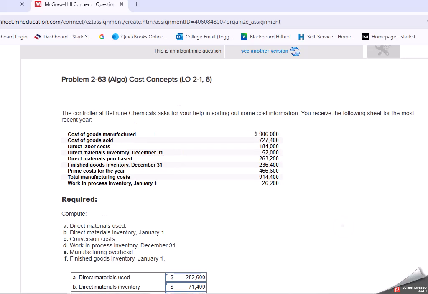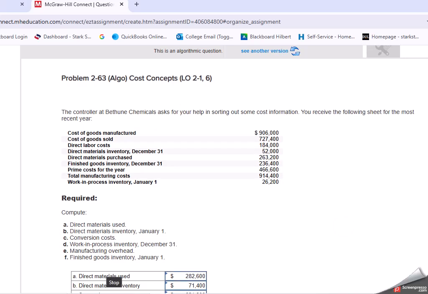So the first thing they ask for is your direct materials used. Normally you would take your beginning balance of direct materials plus your purchases minus your ending balance. But as you look through here, we have our ending balance and our purchases, but we don't have the beginning balance, so we can't jump to that. So we have to ask, what else do they give us that we could use to figure that out? We have our total manufacturing costs.